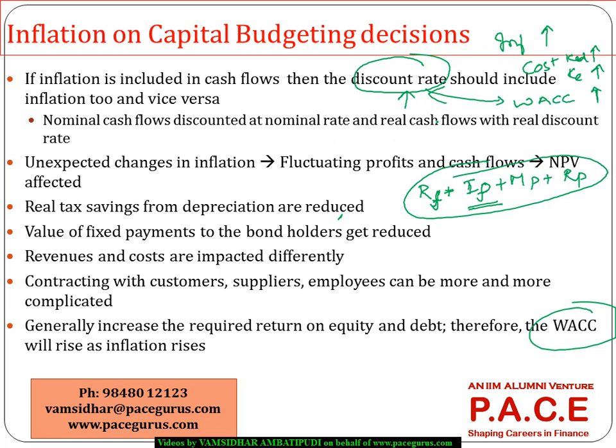As we have been saying, the cash flows will change and even the discounting factors will change, which could result in NPV getting very badly affected. And if the inflation is high, whatever tax saving we are getting from depreciation is not of much use. Whatever payment we are making to the bondholders, even that is reduced in real terms. So revenues are impacted differently, costs are impacted differently. So in a way, what we could see is inflation will really influence the capital budgeting decision as a whole, right? So that's one more aspect that we have to be comfortable with.